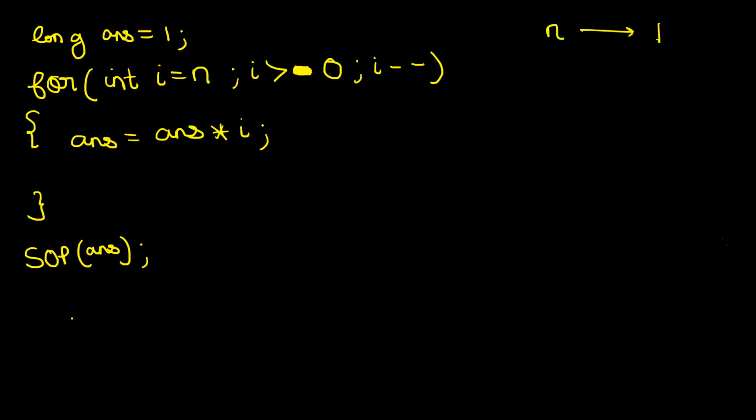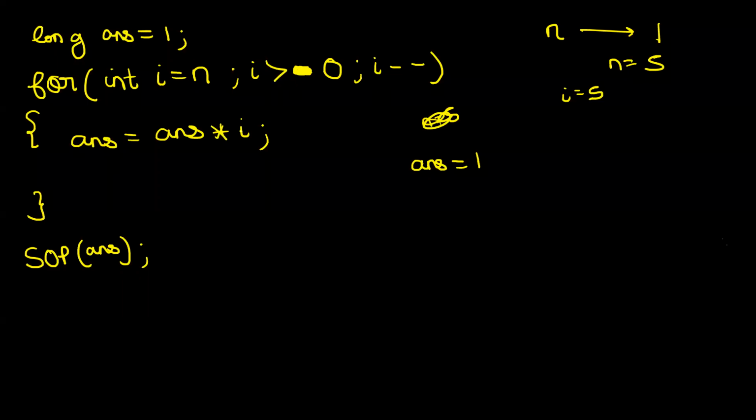Now let us try to analyze with an example how this is actually working. So let's say the value of n is 5. That is, I want to find 5 factorial. So I have first of all initialized my answer with 1. Now the value of n is 5, and 5 is greater than 0. So I has been initialized with n. That is, the value of I is 5, and 5 is greater than 0.